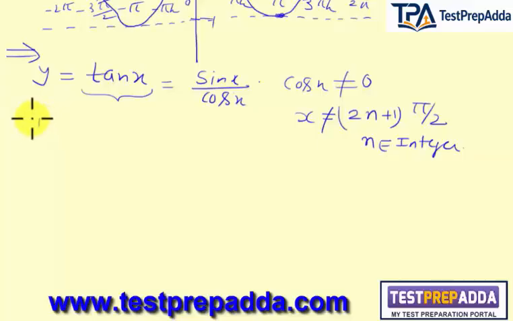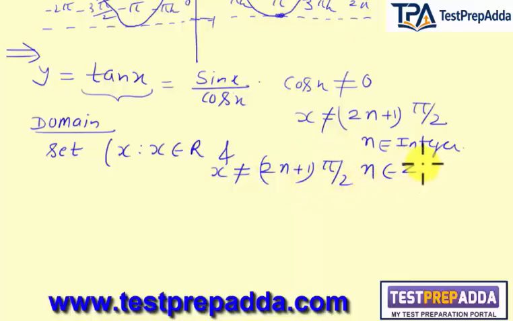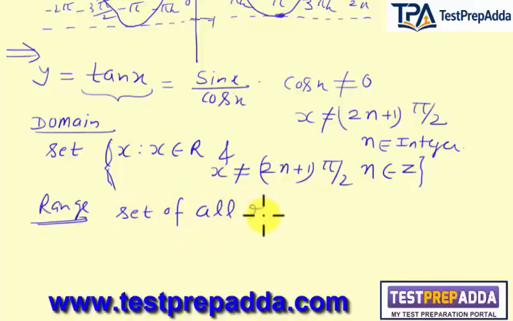So what is the domain of this tan x? Domain will be a set of what? x, where x belongs to real numbers, and x should not be equal to (2n plus 1) pi by 2, where n belongs to integer. Got it? Now range. Range is the set of all real numbers.